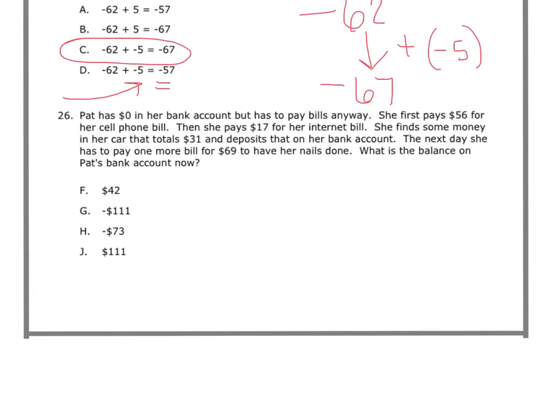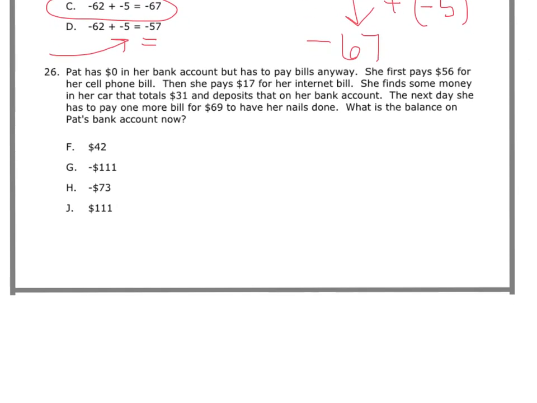26. Pat has 0 money and she's paying for all this stuff. And a lot of you were asking me, how does she do that if she doesn't have any money? Well, she might be paying him with a credit card or borrowing money. I don't know. But the important thing here is that she's subtracting and she's ending up in the hole. Remember we talked about when you have less than 0, you're in the hole. So she's $0 and she pays $56.